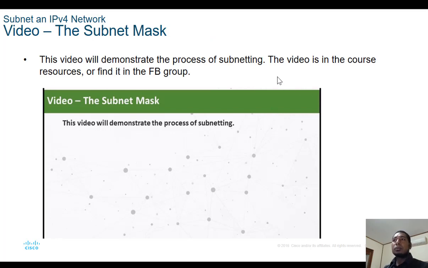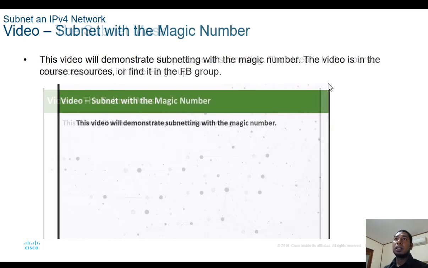Try to watch this video. The purpose of the subnet mask, the video will demonstrate the process of subnetting. So you can find a video in the course resources, or check out the FB group. There's also another video on subnetting with the magic number. I'll also explain this in a separate video as well.